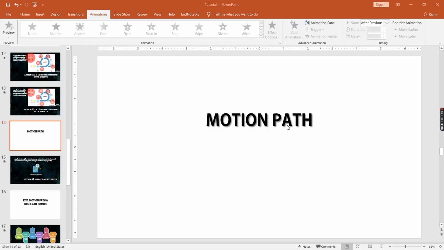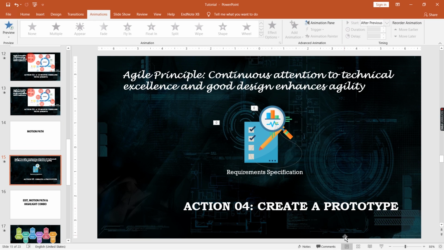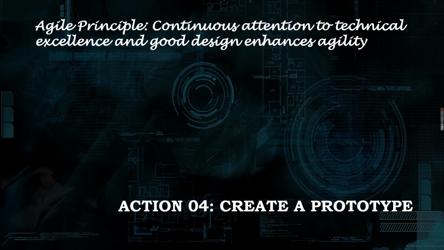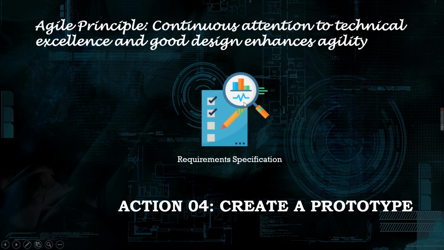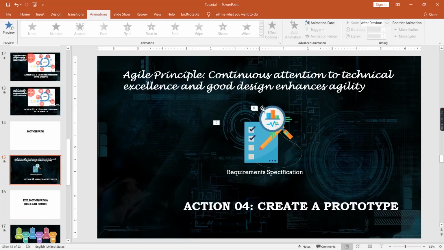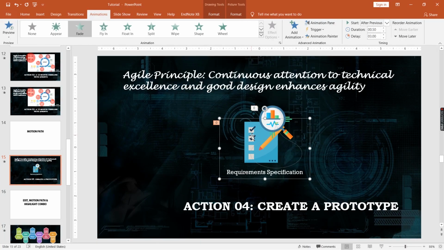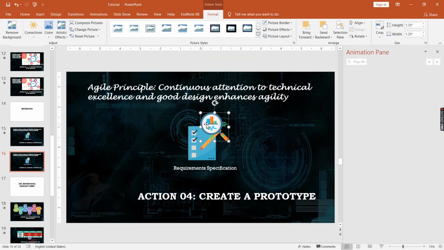So now we're going to look at motion paths. This is actually one of my favorite animations. So this is one of the slides where I used a motion path. First the icon appeared, and then that appeared, and then you have the motion path. These icons are actually from Flat Icon, and it's completely free. You just need to put in attribution, so flaticon.com. So let me move that aside.